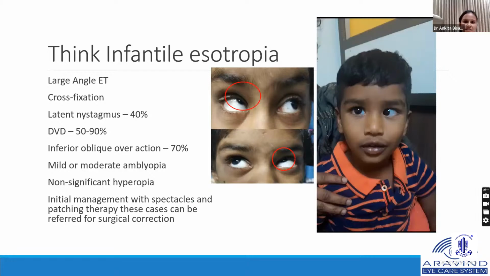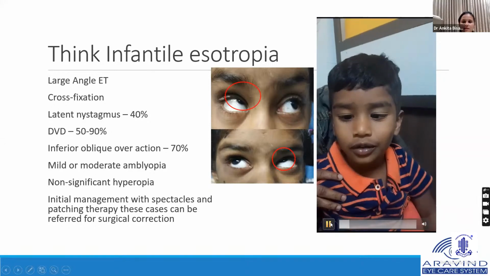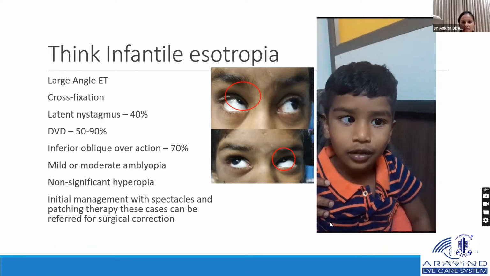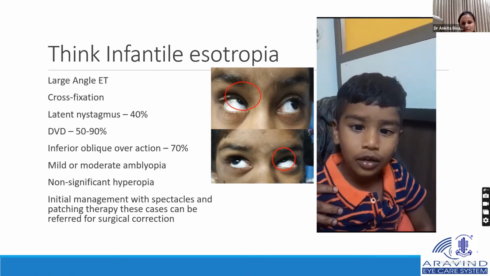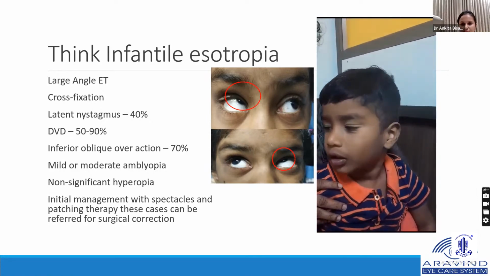The characteristics of an infantile esotropia are a large angle and cross fixation, where the child uses the ipsilateral eye to see the temporal fields of the opposite side, and vice versa. Also latent nystagmus, dissociated vertical deviation, inferior oblique overaction, mild or moderate amblyopia, and non-significant hyperopia. Usually it is initially managed with spectacles and patching therapy and referred for surgical correction to a pediatric ophthalmologist.